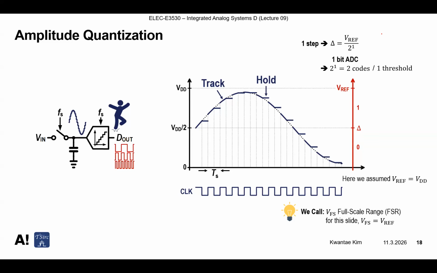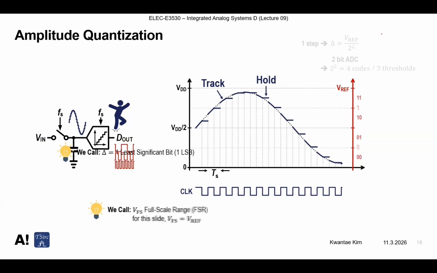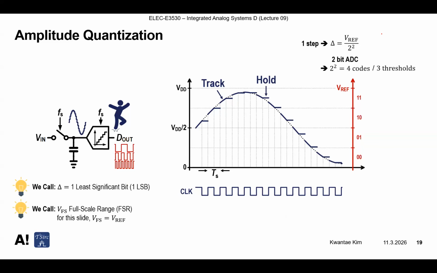So 1 step here, we call this one a delta, 1 step. Delta is now equal to Vref over 2 to the power of 1. So we call this delta 1 least significant bit, 1 LSB. We call this minimal step of the ADC 1 LSB. So this was the case of the 1-bit ADC.